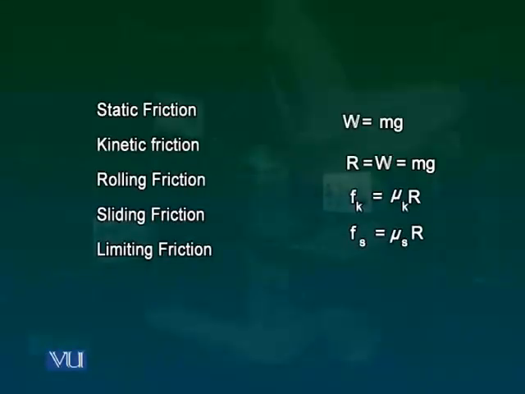Another type of friction we have is sliding friction. Sliding friction, like the word says, is only applied when an object is sliding on another object.